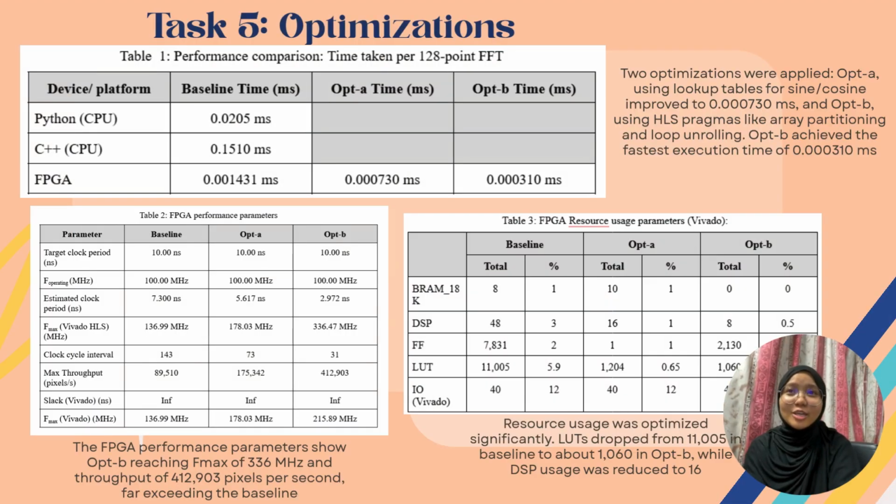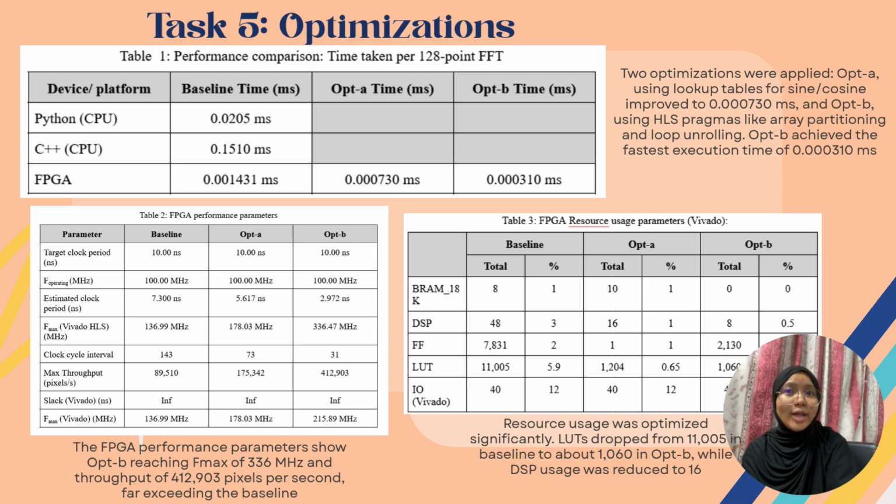Thank you, Sofeeyah. Now we move on to task 5 optimization, where we apply 2 key optimization paths to our designs. As shown in table 1, introducing a memory lookup table in Opt A cut our processing time, and adding parallel HLS pragmas in Opt B gave us the fastest time of just 0.000310 milliseconds. Looking at tables 2 and 3, Opt B allowed the chip to reach a peak frequency of 336 MHz and a massive throughput of over 412,000 samples per second.